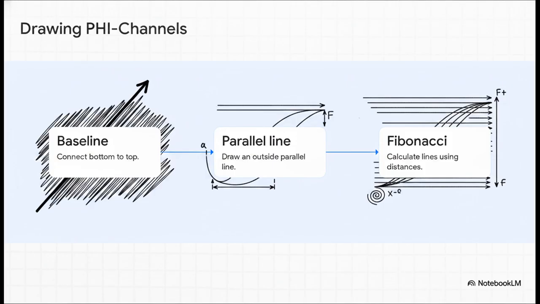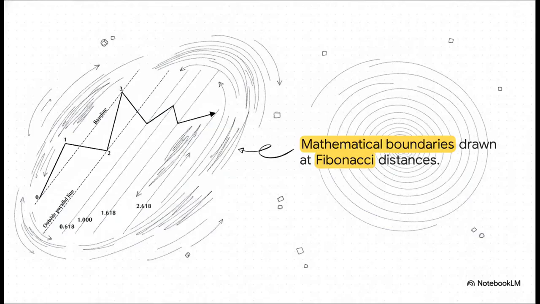First, you establish your baseline by simply connecting the absolute bottom of a move to the top of its first major wave. Next, you frame that move by drawing an outside parallel line starting right from the valley of the corrective wave. Finally, you apply our magic Fibonacci ratios to the distance between those two lines to calculate your further parallel boundaries. And the result of those steps? It creates what look like invisible, mathematical force fields.